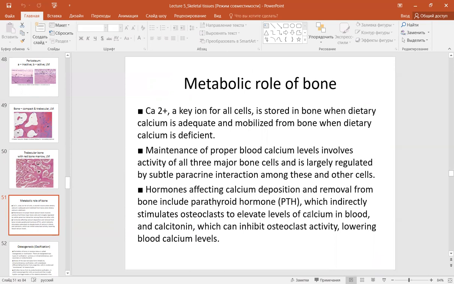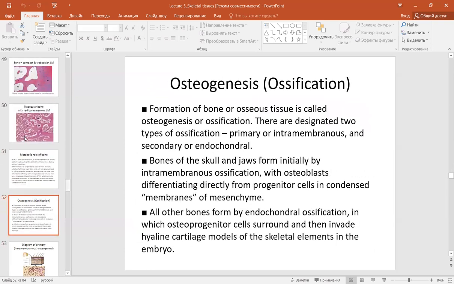Elevated level of calcium in blood, and calcitonin hormone, which is produced by the parafollicular cells of the thyroid gland, which can inhibit osteoclast activity, lowering the blood calcium level. Osteogenesis means formation of the bone or osseous tissue. It is also called ossification. There are two types of ossification, or osteogenesis: primary or intramembranous, and secondary or endochondral.